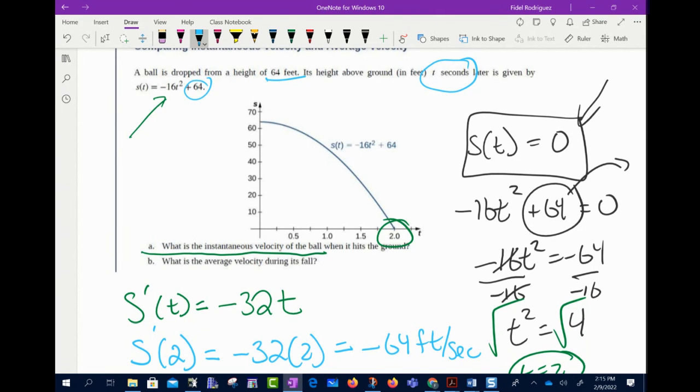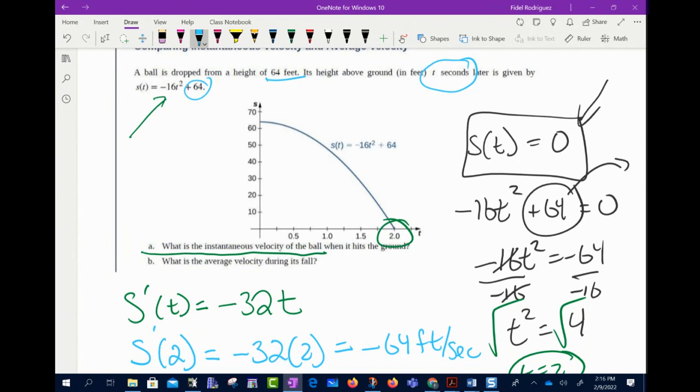Now, you know why this one here is a negative? Because the ball is going which way? Down. Okay. So if we were saying what's the speed of the ball, we would say the speed of the ball was just 64 feet per second, but the velocity tells me the direction, that it was going downwards as well. That's really the difference between the speed and the velocity.